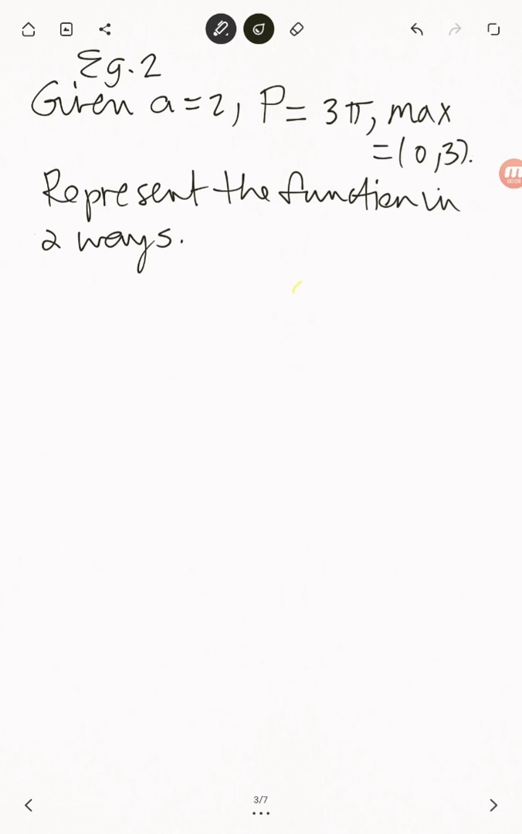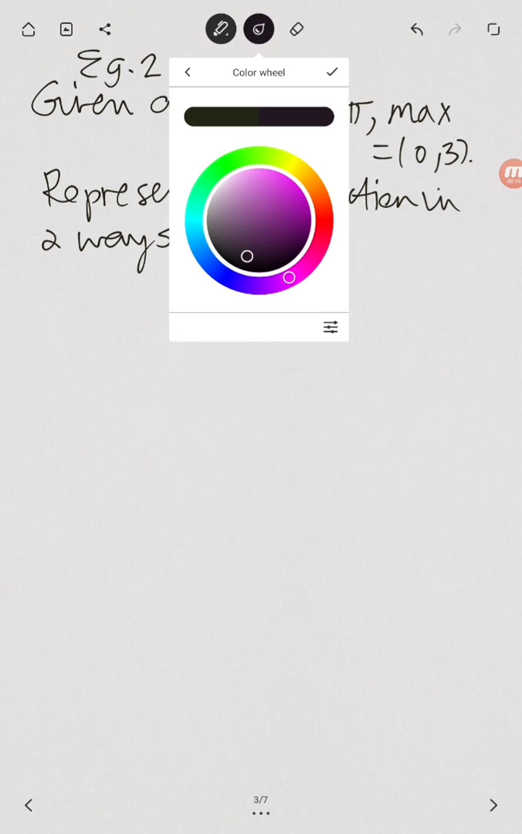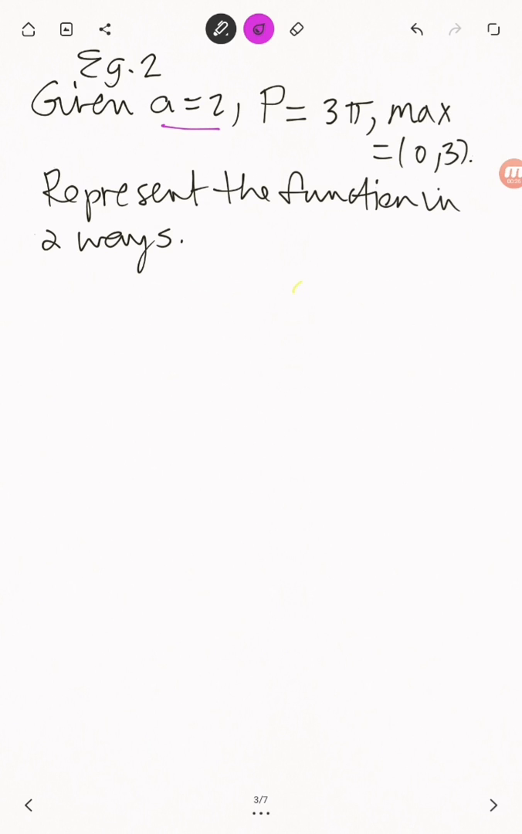So now we're given some properties of a function and we're asked to represent the function in two ways. We're given that the amplitude is 2, the period is 3 pi, and there is a maximum value of 3 on the function. And we need to write two different equations to represent this function.